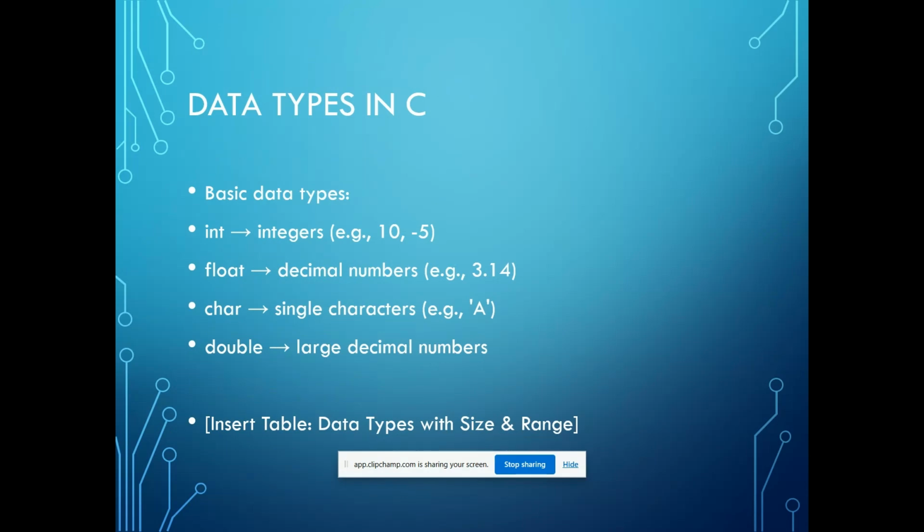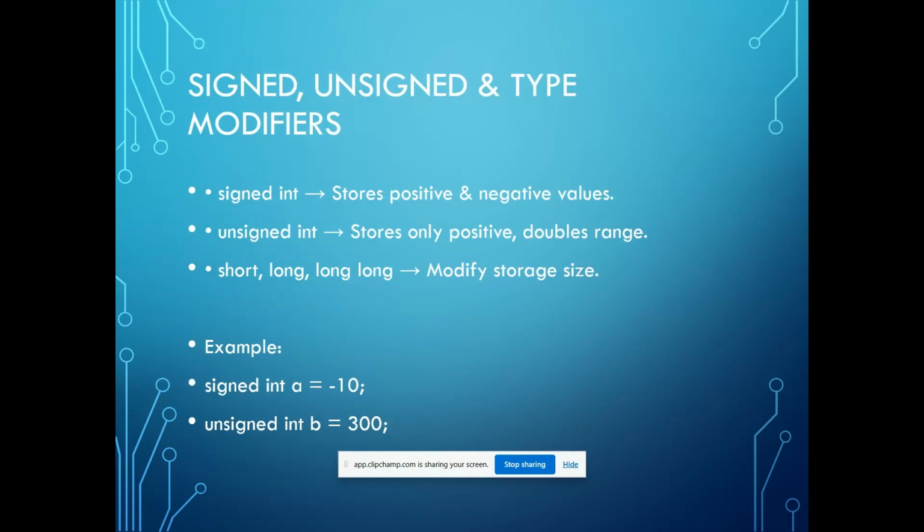Now, data types in C. How many data types are there? Integer is there, float is there, character is there, double is there. Integer values are 1, 2, 3, 4 and negative values, and float is a decimal value. Character is an alphabetical letter like A, B, C, D, E, F, G; it's a single character. Double is for large decimal numbers.